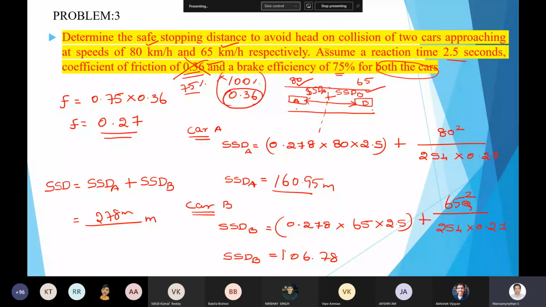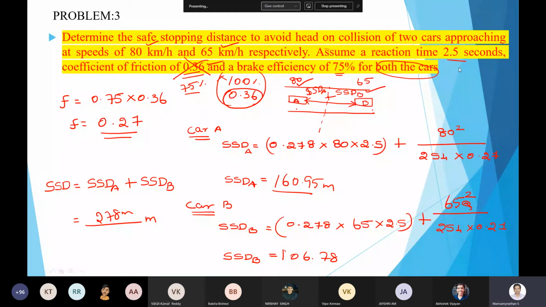If you want to avoid head-on collisions when you have a braking efficiency of 75% for both cars. Most of the time, in the problems I give, the reaction time and the coefficients of friction are given. If it is not given, you assume the IRC standard value for that particular problem. So this is with respect to the stopping sight distance.